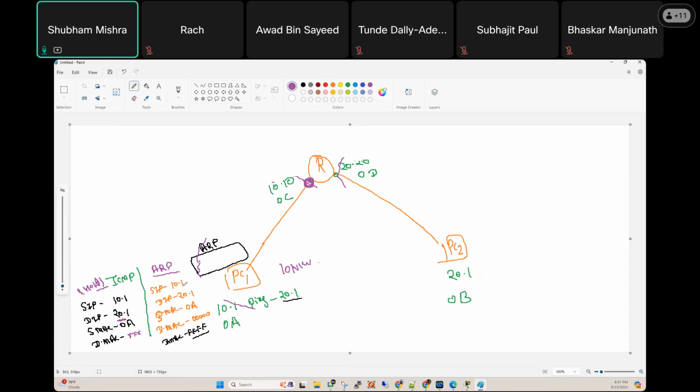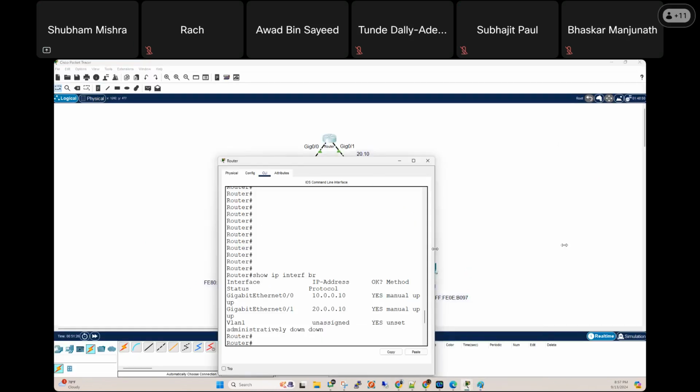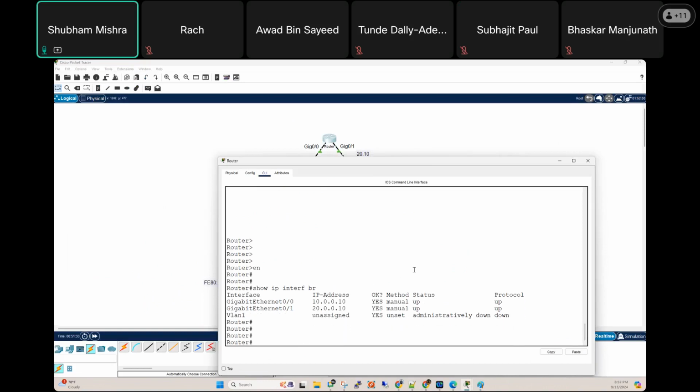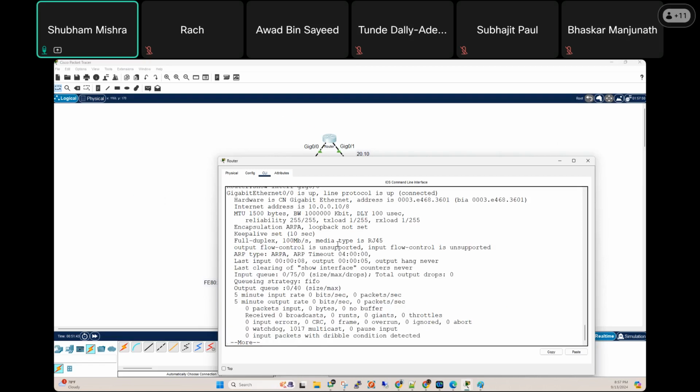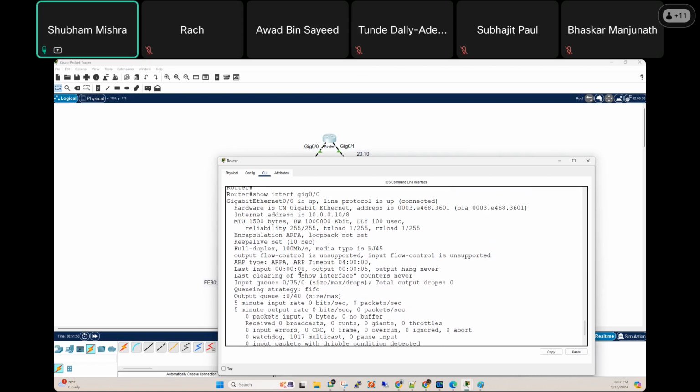So PC number 1 will generate the ARP packet. Now, we configured the IP address. So, show IP interface brief. Yes, we configured the IP address. Then interface gig 0/0. When I look at gig 0/0 in Packet Tracer, there are very limited things.